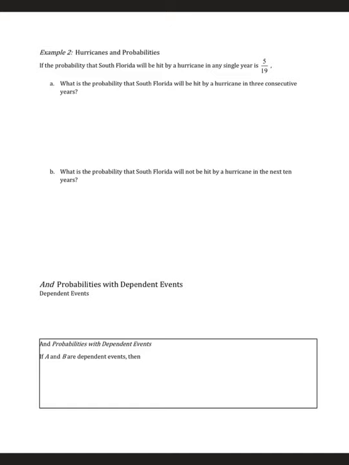So now example 2, we're talking about hurricanes and probabilities. We're going to see examples here talking about storms and things of that nature. If the probability that South Florida will be hit by a hurricane in any single year is 5 out of 19, what is the probability that South Florida will be hit by a hurricane 3 consecutive years? So the first year, the second year, and the third year.